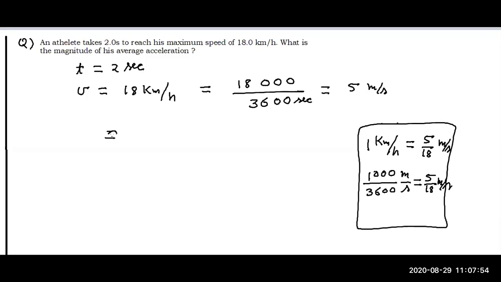So this is 5, and average acceleration, how much will it be? That will be change of velocity by time. So it will be 5 minus 0 by time. In how much time? 2 seconds. So 2.5 meter per second square.